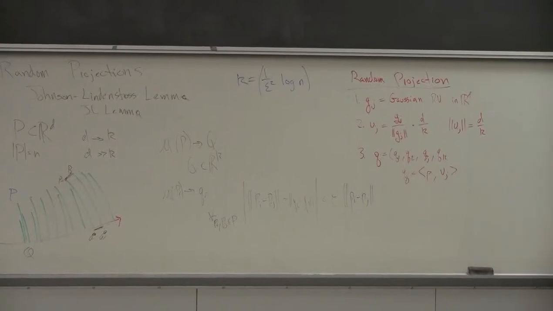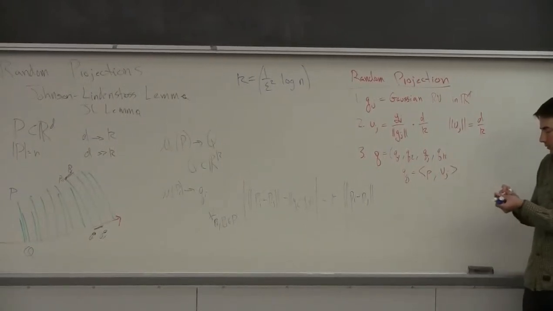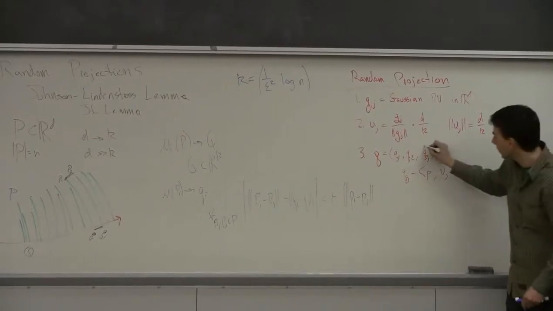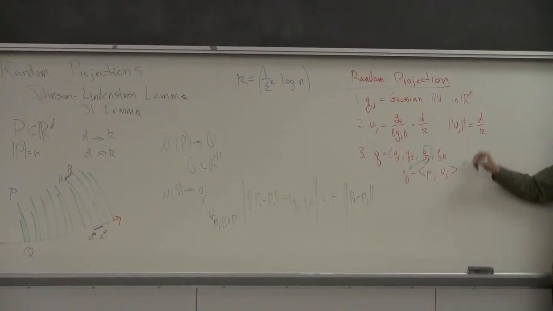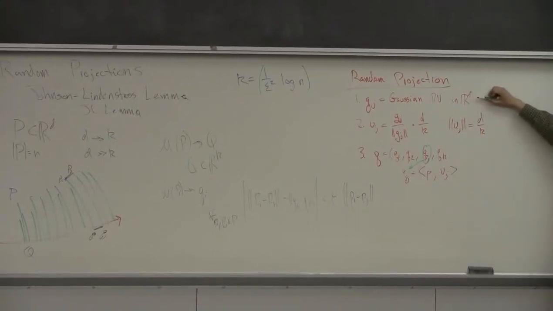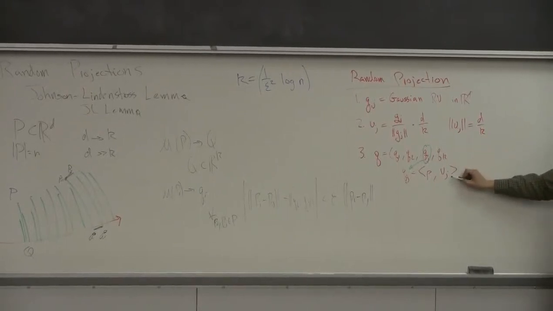This is Qj, right? So I did this for each of the coordinates. In order to get Qj here, I just took the dot product with Uj. So I can create k of these Gaussian random variables, normalize all of them, and then I take the dot product with each of them.